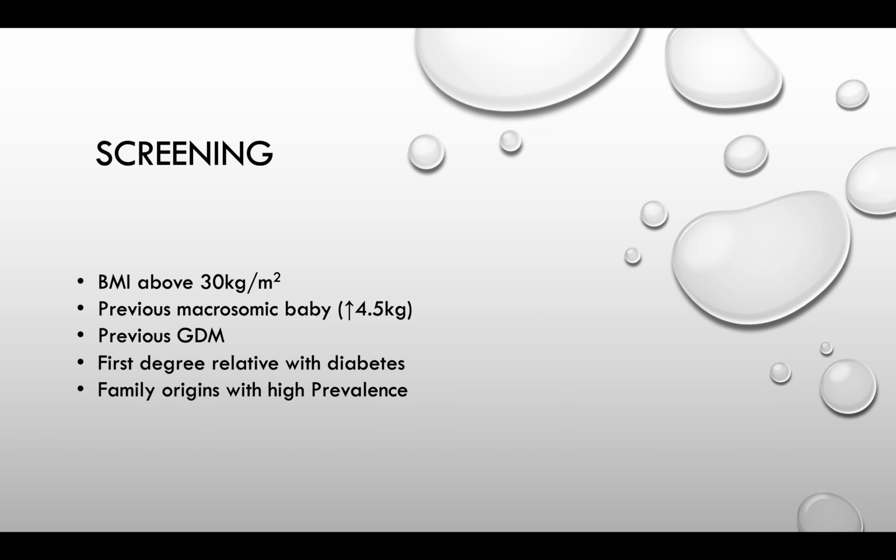So, who do we screen for GDM? Well, NICE guidelines suggest that at the booking appointment, midwives pre-screen women to see if they're at risk of developing GDM. These risk factors are BMI above 30 kg per metre squared, previous macrosomic baby that weighs 4.5 kg or above, previous GDM in a different pregnancy, a first-degree relative with any sort of diabetes, or a family history with a high prevalence for diabetes, so that's BAME women. And if any of these risk factors are identified, then the midwife will offer screening bloods.